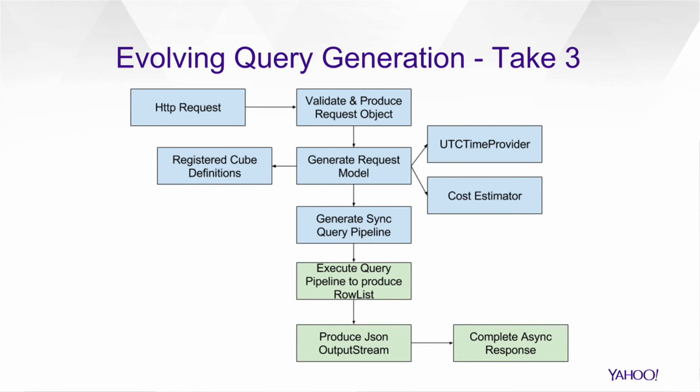So once we have a query pipeline, we can take this query pipeline, which is more or less a program of how we're going to answer this request, and schedule it to run on a separate thread, which then essentially, once executed, produces the row list which has all the data that we need, and we convert this into a JSON output stream and complete our async response.